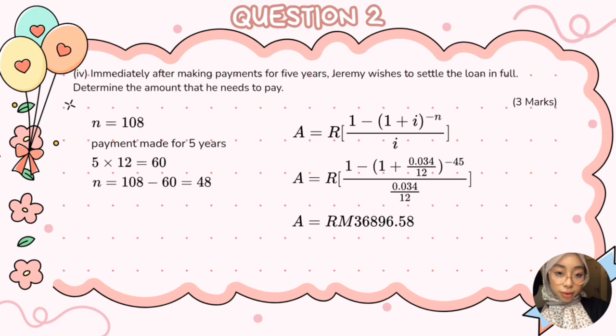In this question, the formula used is A equals R times [1 minus (1 + i)^(−n)] over i. After substituting the values, the amount Jeremy needs to pay to settle the loan is approximately RM36,896.58.